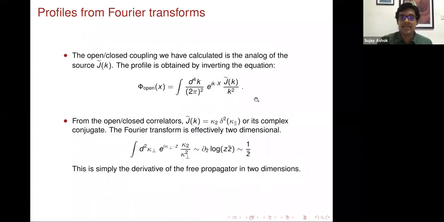Okay, so now, as I said earlier, the open string profile is just the Fourier transform of the source. And you see, it is an extremely trivial computation. The source looks like a complex momentum times a delta function. So the delta function along the parallel directions immediately reduces it to an integral over K perp, just the plane transverse to the defect. And this is just the derivative of the Green's function in 2D, and I get the simple pole that I'm looking for.